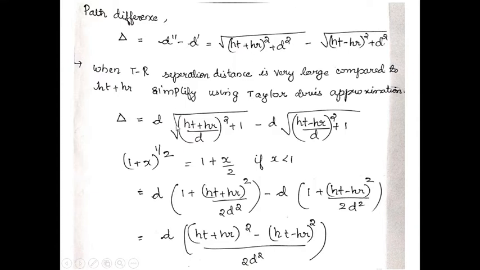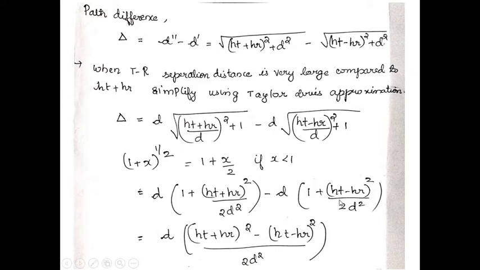If I am taking d outside and simplifying, the Taylor series means that 1 plus x the whole raised to half is equal to 1 plus x by 2 if x is less than 1. So in this particular case, you can observe that the value is going to be very much less. Since d is large when compared to ht plus hr, we will modify this according to Taylor's approximation. So this term I will write as 1 plus x by 2, so it is ht plus hr the whole square by 2d square. And then further solving this.